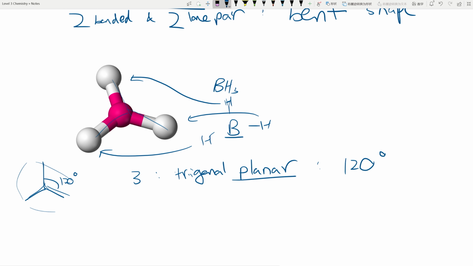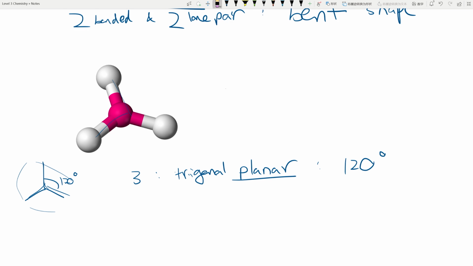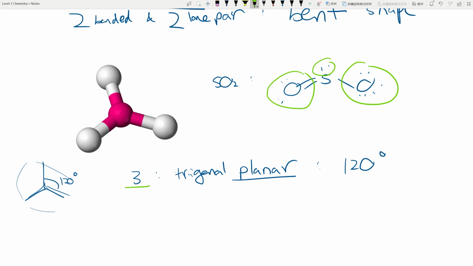Okay, but what if we change it again? What if we have something a little bit different? What if we have SO2? SO2 looks like this. So this still has 1, 2, 3 regions of electron density. So it's still a trigonal planar arrangement, but because this blob is a lone pair of electrons, you can't see that. If you can't see that, you can only see this.